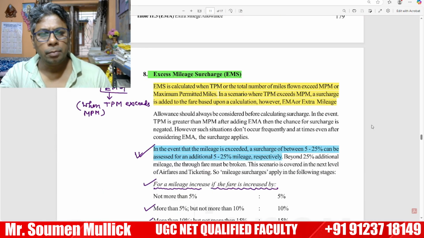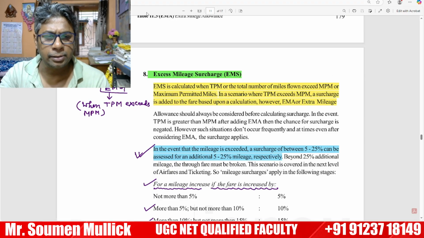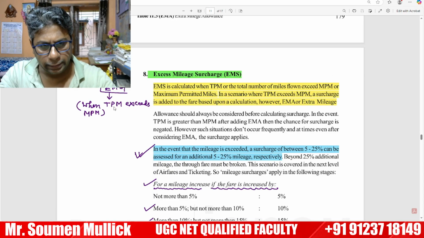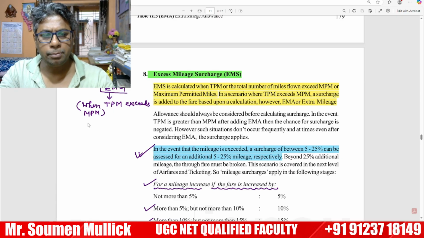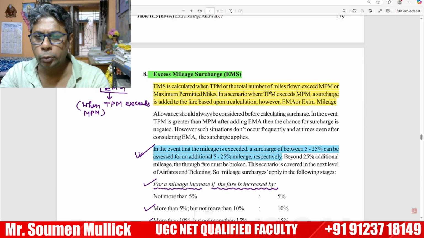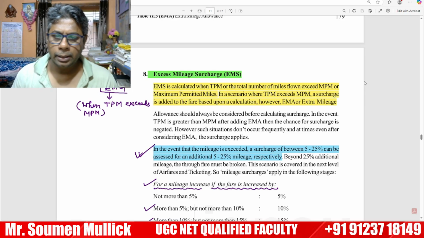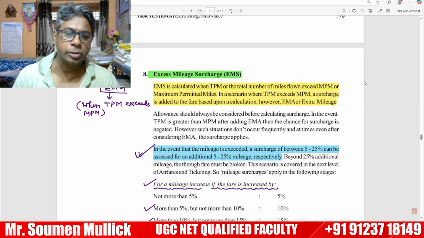Next, point number 8, excess mileage surcharge. What is excess mileage surcharge? The main keyword: when TPM, ticket point mileage, exceeds MPM, maximum permitted mileage. EMS is calculated when TPM or the total number of miles flown exceeds MPM, maximum permitted mile. It is a scenario when TPM exceeds MPM, surcharge is added.